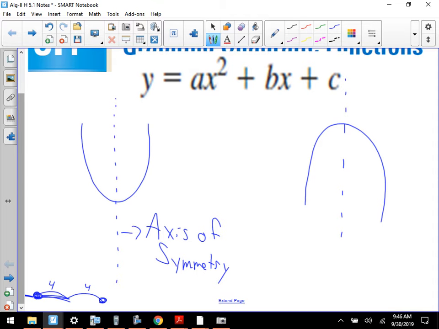Now, here's the way to tell what direction things go, and it's a really, really easy way of knowing this. What's your A value? If your A value is positive, you're up like a cup. If your A value is negative, you are down like a frown. It's that quick and easy. That way, at least when you're doing these graphs, if you know what your A value is, you know what direction it's got to go.